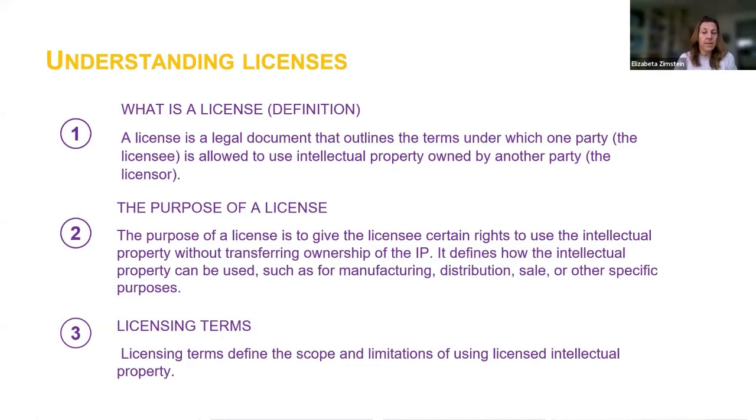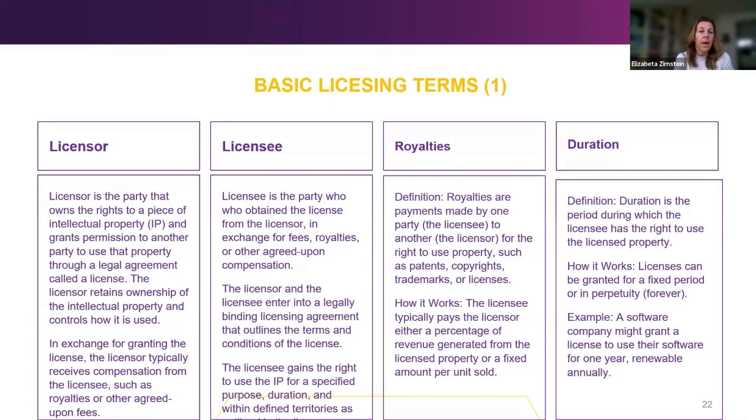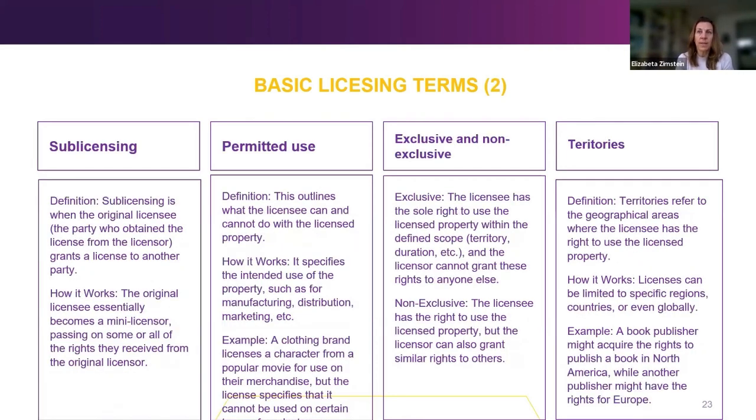Actually, a license defines how the intellectual property can be used, such as for manufacturing, distribution, sale, or other specific purposes. Licensing terms define the scope and limitations of using licensed intellectual property. In the following slides, the basic licensing terms are explained. Please read them carefully. Let's move on to the categories of open source licenses.